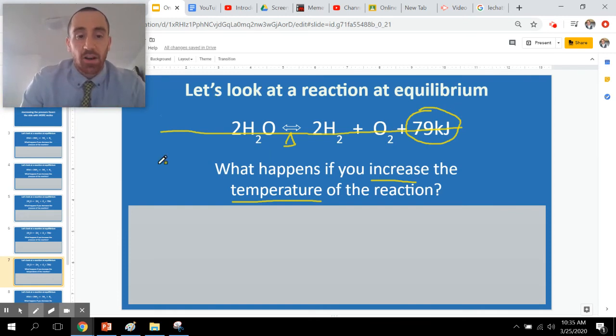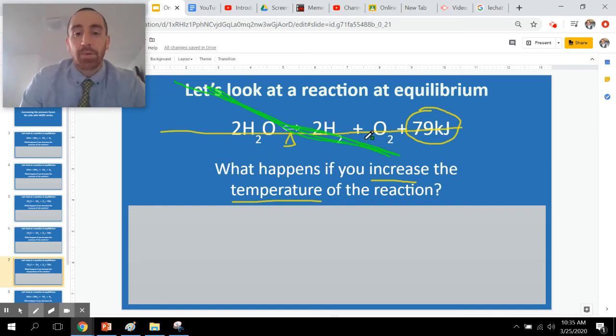So what's going to happen to this seesaw? I'm going to do it in a different color, in green. When you add more heat to this equation, it's going to get heavier on the side that has heat. So the seesaw is going to get out of whack like this. So there's your seesaw now. It's not even anymore. It got heavier on this side.